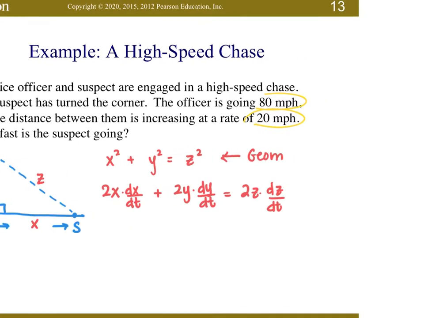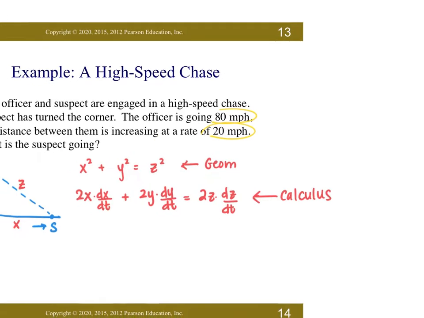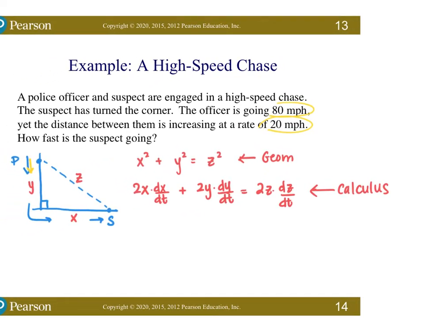So first we do our geometry, and then we do our calculus, and we put this in motion. After we've done those two things, then we can go back to the values and we can plug them in. So the officer is going 80 miles per hour. That represents the side of the triangle for the officer, which is the y side. So that is going to go in here for the rate and the time.